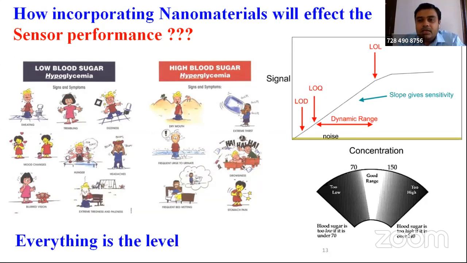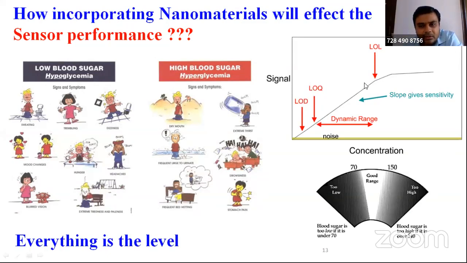So we are always aiming to have a sensor with a wide dynamic range, for example, specifically for glucose, 30 to 500. If it is able to detect glucose from 30 to 500, then the range is very wide. And whatever the situation, whether it is a normal glucose level, a hypoglycemic condition, or a hyperglycemic condition, in every case it is going to work very well. So this is very important.